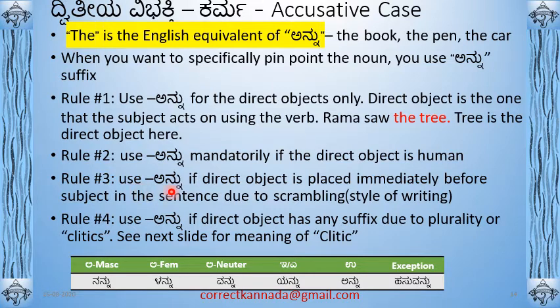Rule number 3: use annu if the direct object is placed immediately before the subject in the sentence due to scrambling. Style of writing. See the adults, right? As adults, we don't speak sentences exactly in a theoretical manner, right? So we speak sentences in a scrambled way. Whatever is important we say first, and then what is not important we say later within the sentence. So if that type of scrambling happens, then use annu if the direct object is placed immediately before the subject, meaning there is nothing between. So the direct object is there, then immediately you have the subject, then you use annu.